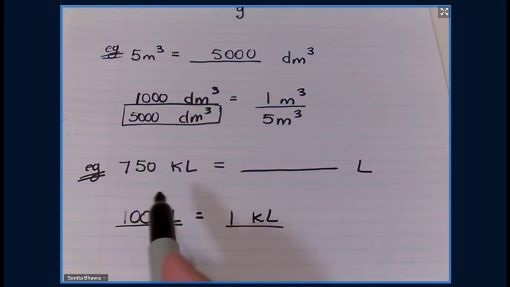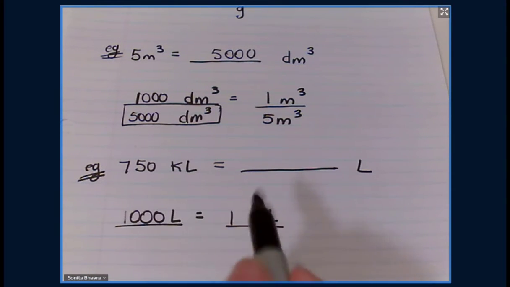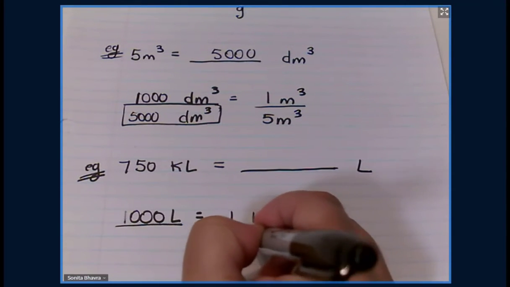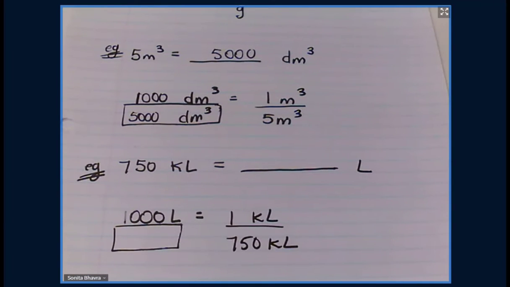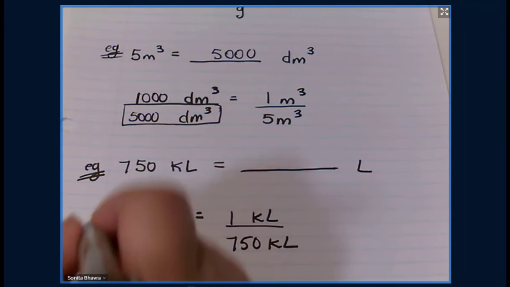And in our question, we're given 750 kiloliters. So I'm going to put that here. And we are solving for liters. So again, you're going to use cross multiplication. So 1,000 times 750 divided by 1, and I get 750,000.